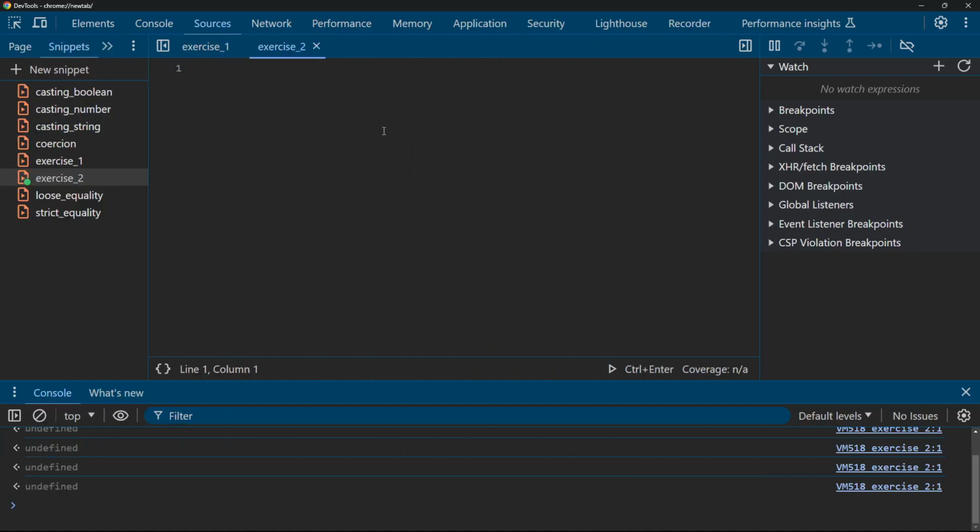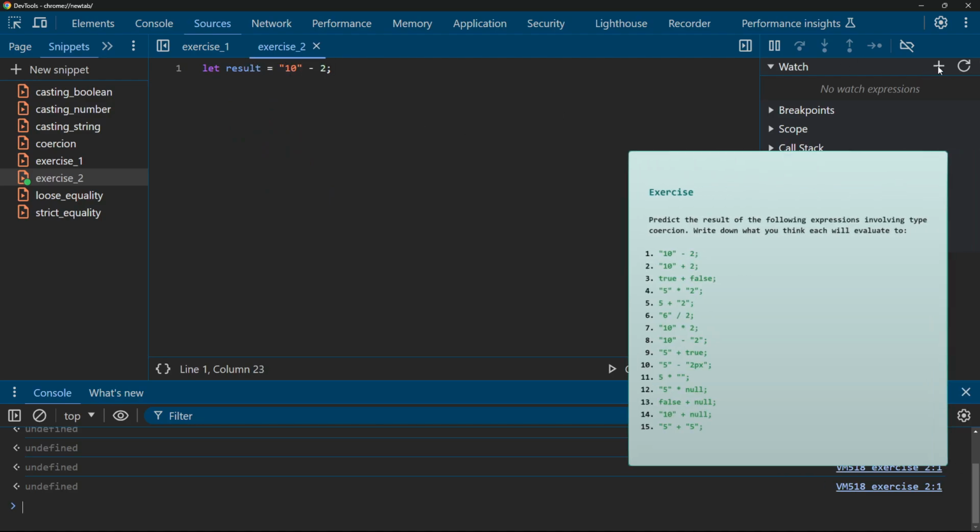Okay, let's check your answers. String "10" minus 2. The result is 8, since "10" is converted to a number. String "10" plus 2. The result is "102", since the plus operator performs string concatenation. True plus false equals 1, since true is converted to 1 and false is converted to 0 before addition.